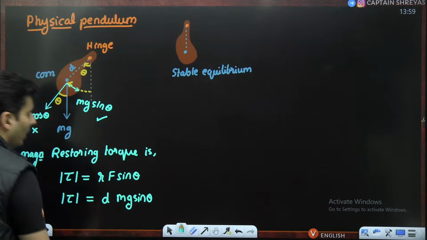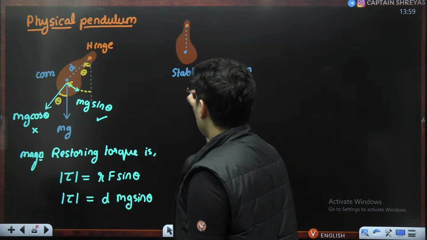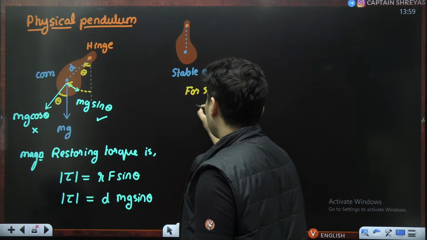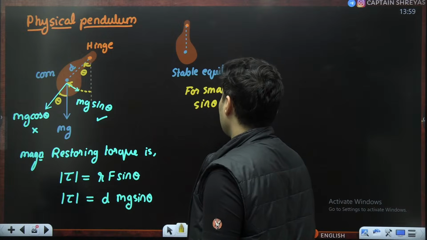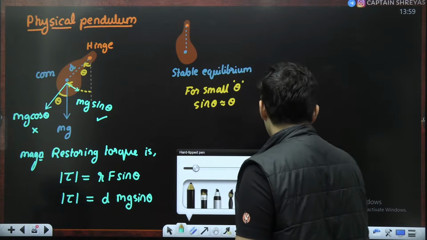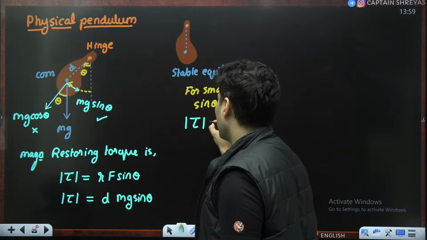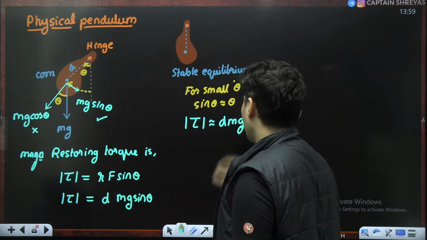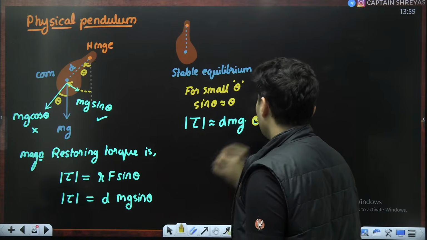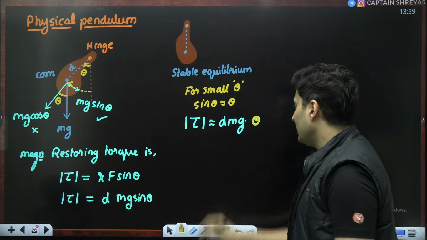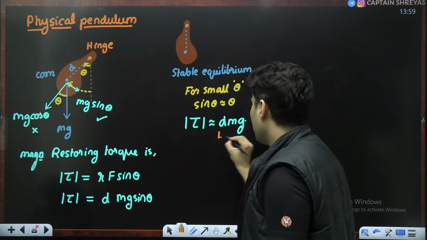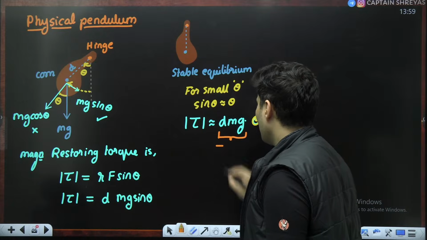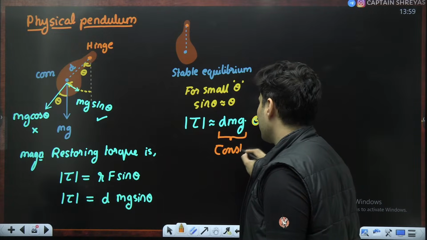But for small angles, very, very important, for small angle, what will happen? Sin theta approximately equals theta. So therefore, that torque which we are talking about is approximately d mg multiplied by theta. Torque is something into theta. This something naturally should be your torsional kind of constant. This is your torque constant.